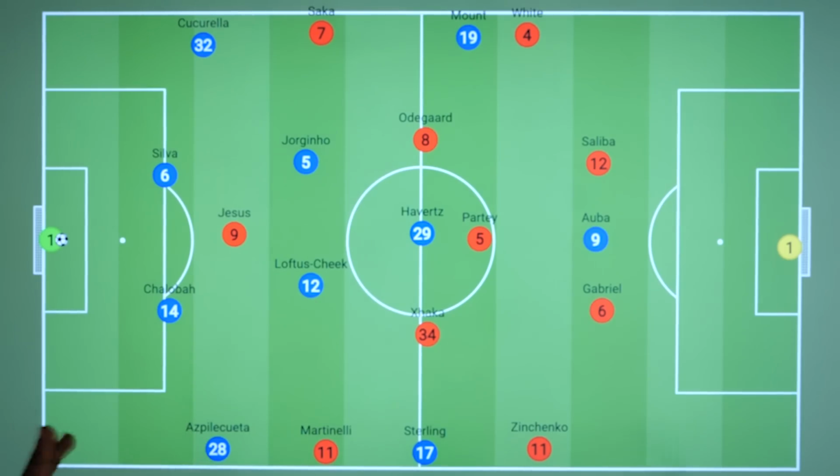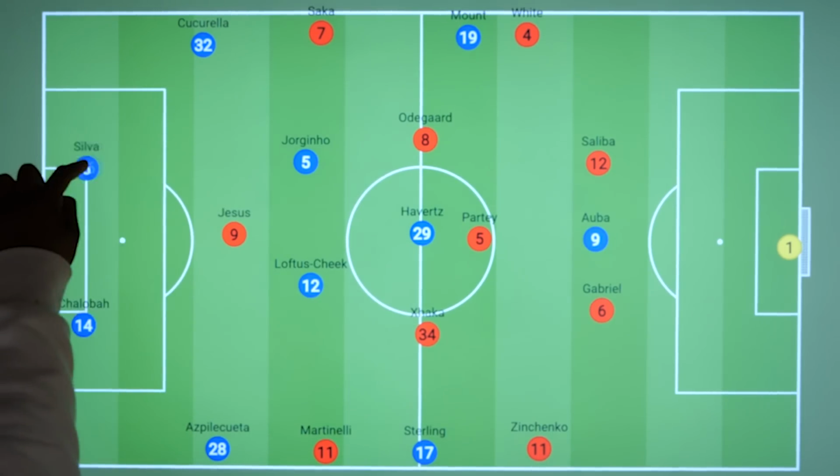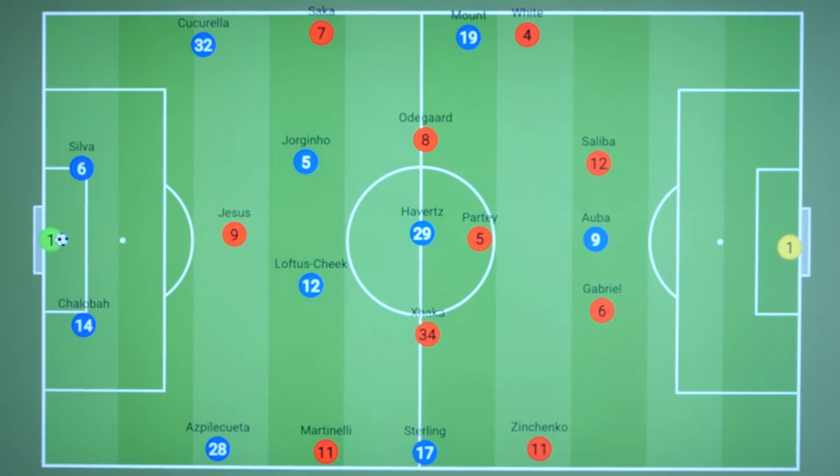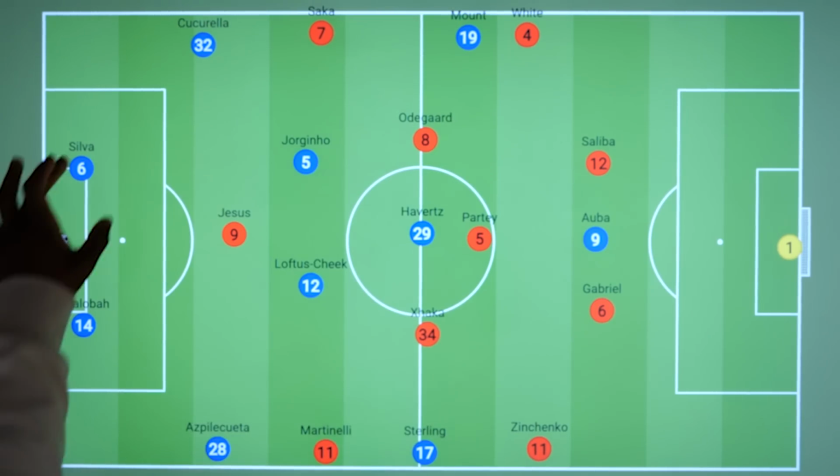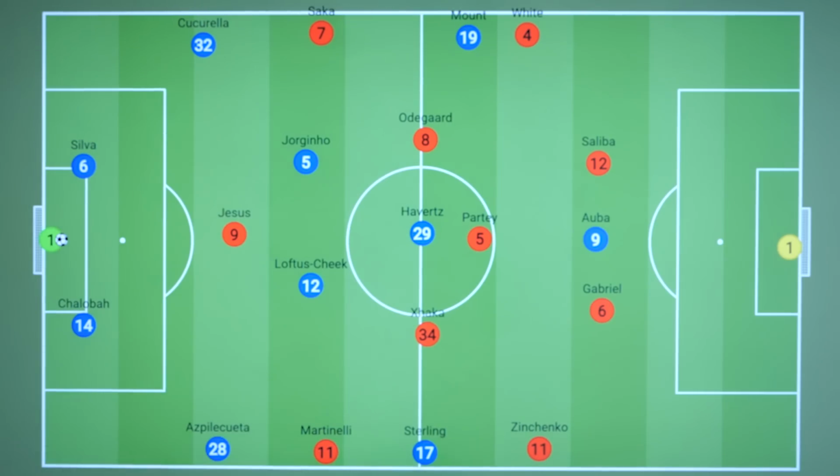When Mendy had the ball in deeper regions, both Chalobah and Silva tended to drop alongside him in order to offer him an easier option, which is quite useful as he's not as good on the ball as Kepa, so the ball-playing centre-backs, Silva in particular, will be able to begin the play.